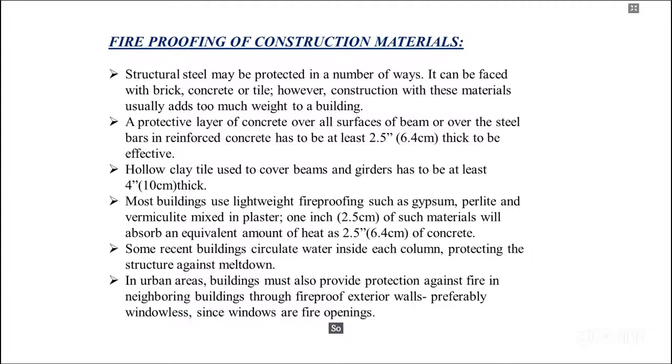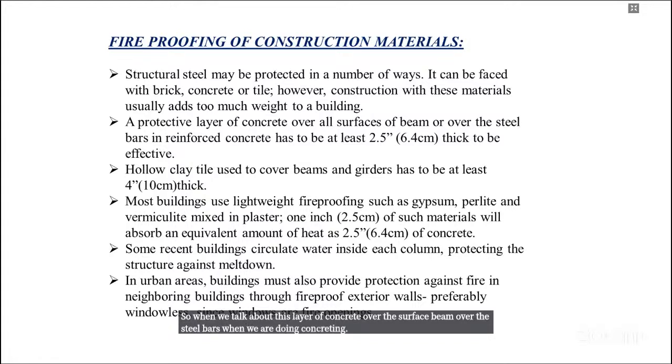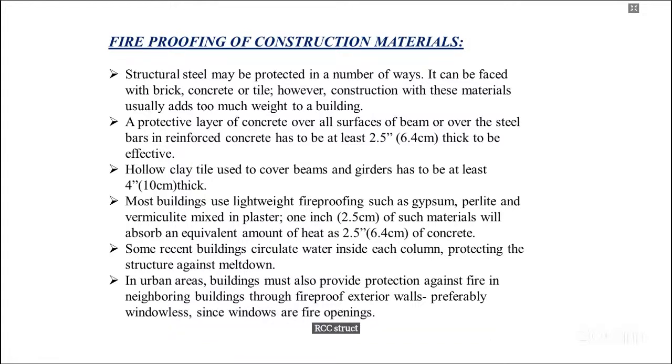So when we talk about this layer of concrete over the surface of the beam, over the steel bars, when we are doing concreting of RCC structures, it has to be 6.4 centimeter thick, and only then can it be effective in terms of our fire safety norms. Hollow clay tile used to cover beams and girders has to be at least 4-inch thick.